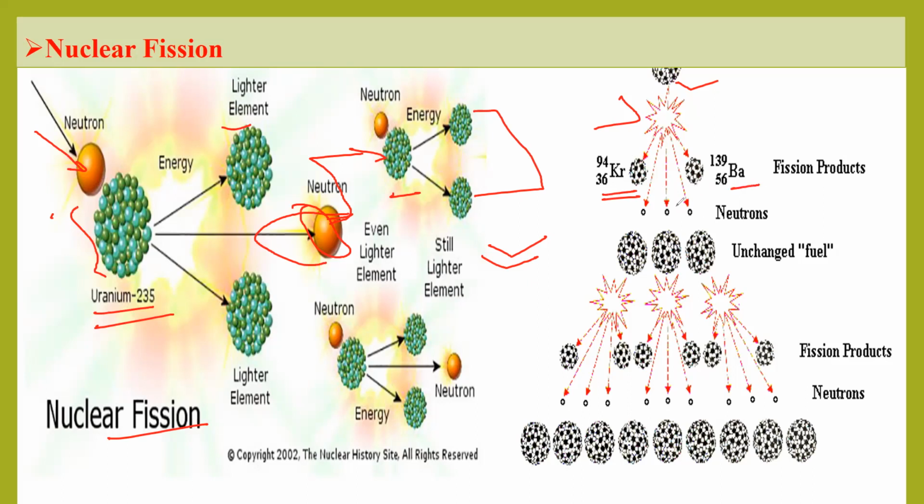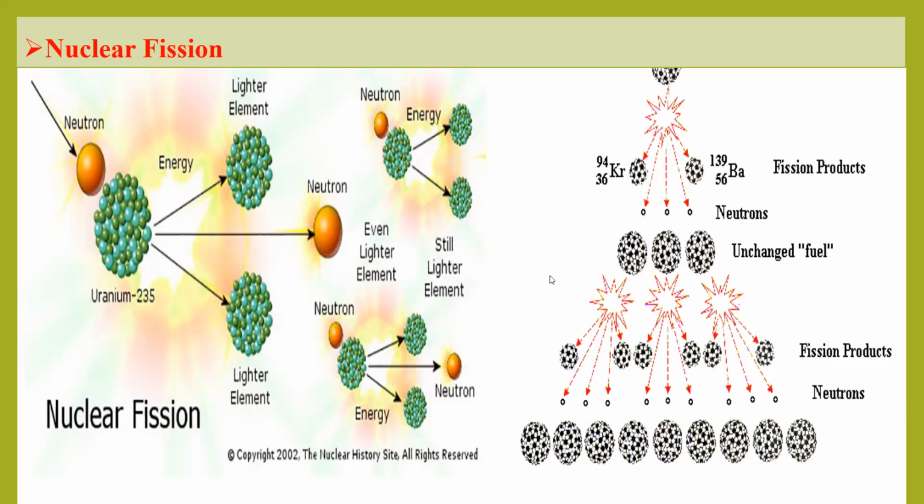Okay. Now again, neutron, and in this process, neutrons are released, and these neutrons are again used for bombardment on the uranium. So again, this process is continuous. Neutrons are released, and a heavy element like uranium-235 gives lighter elements, and this process is continuous. So this is the nuclear fission reaction in a simple way.